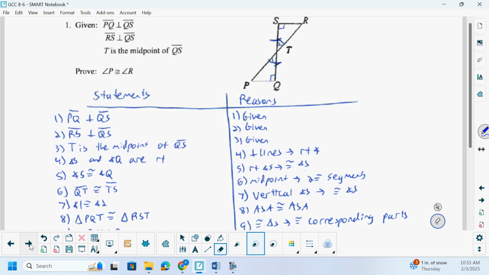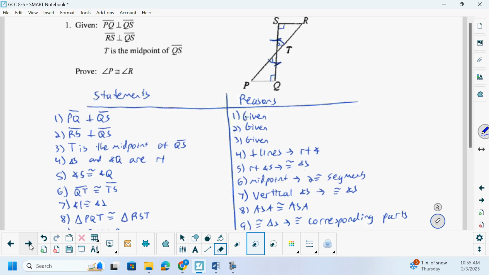I chose to just call my right angles S and Q. You could have numbered them as well. QT and QS, or QT and TS should be the congruent segments from your midpoint one, and I numbered my angles 1 and 2 for the vertical angles. From there, that gave us a side in between 2 angles. So our triangle is congruent by angle, side, angle.